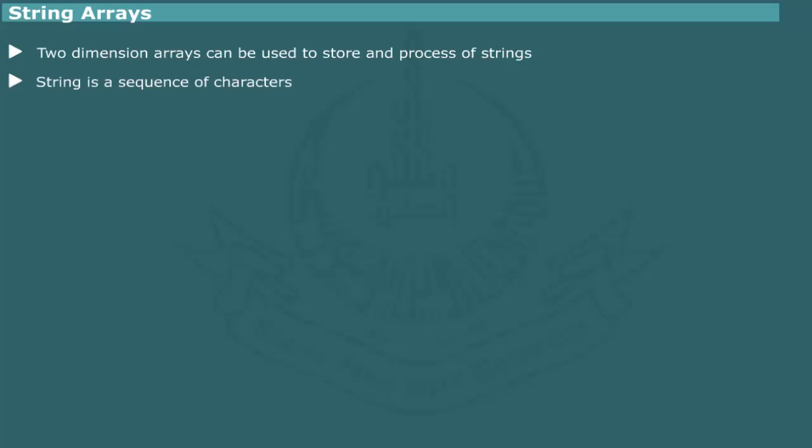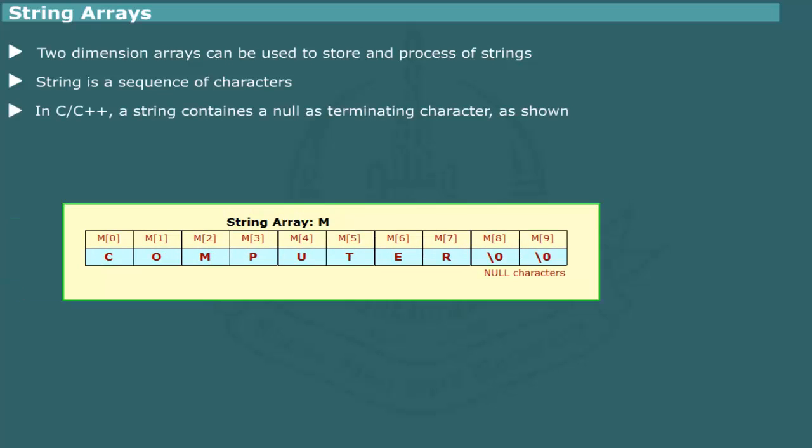String arrays. Two-dimensional arrays are useful in storing and processing of strings. A string is a sequence of characters which are normally stored in a one-dimensional array. In C and C++, a string includes a null as terminating character as shown in the figure. Notice that the last character in the array is the null character. Thus, a string of size n is stored in a one-dimensional array of characters of size n plus 1.